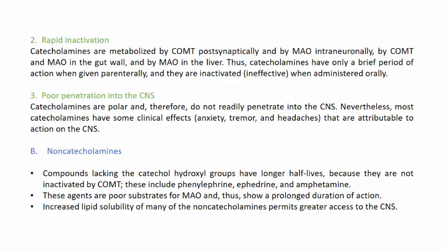وإكزامبل على هذه الاجنتس اللي هي الفينلفرين، الإفيدرين and الأمفيتامين. These agents are poor substrate for MAO as well, which is an important route of metabolism, and thus show a prolonged duration of action. Okay. Increased lipid solubility of many of non-catecholamines due to lack of polar hydroxyl groups permits greater access to the CNS. اوكي. بما انه هي تكون increased lipid solubility فراح تكون better or permit greater access to the CNS.